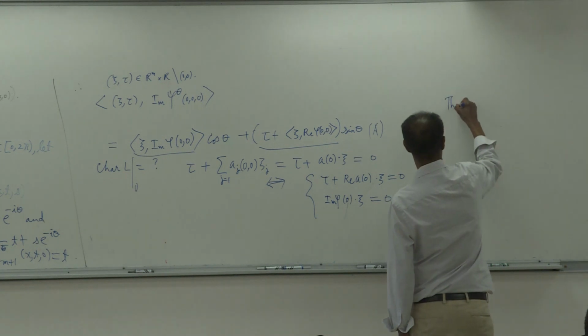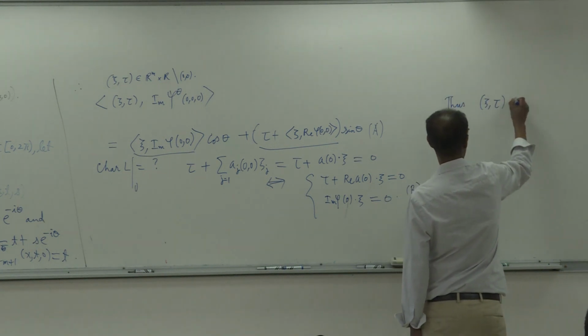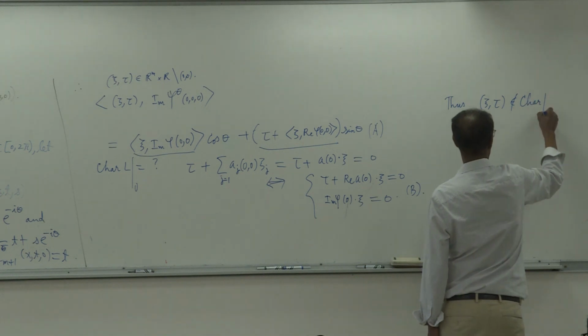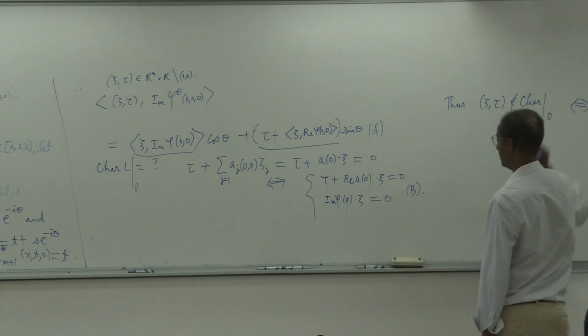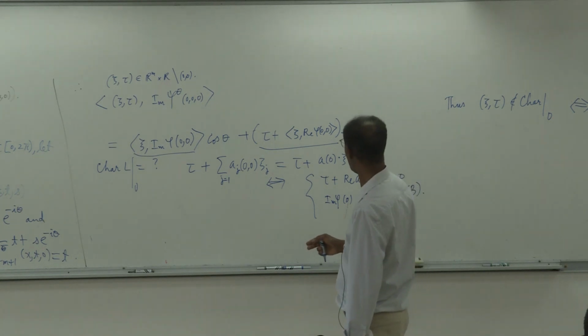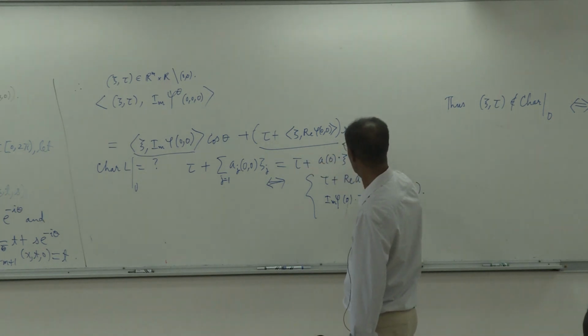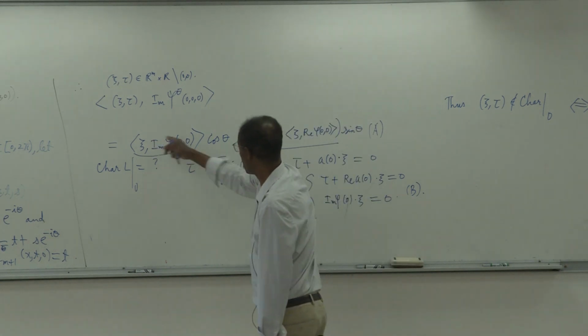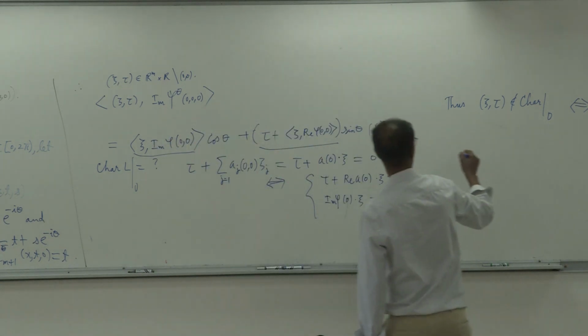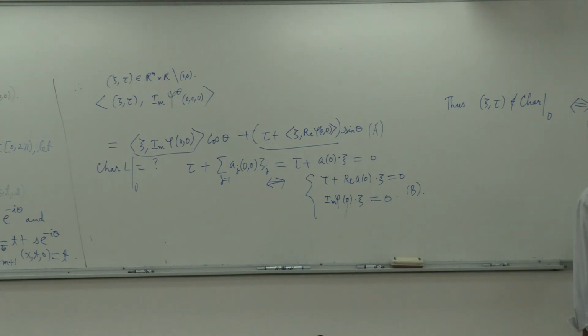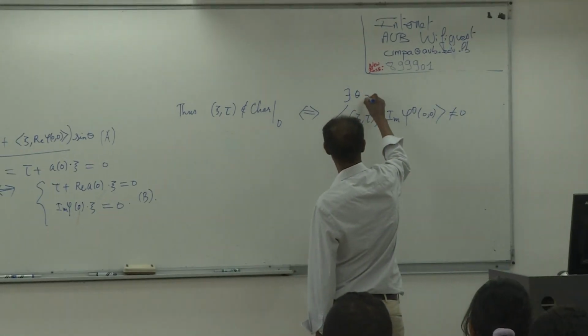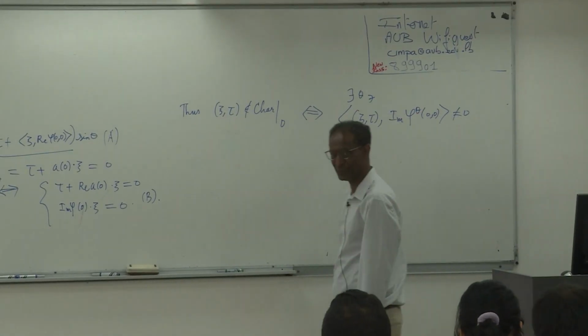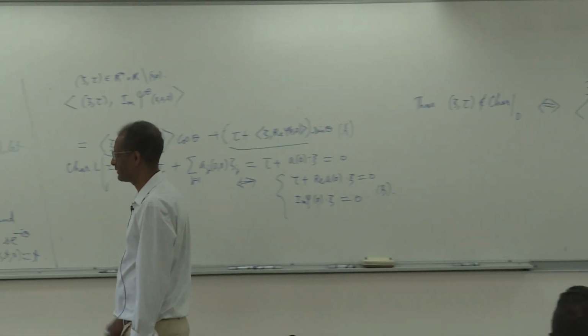So this c tau is not in the characteristic set of L at the origin if and only if this is not 0, which means this is not 0, if and only if c tau, the imaginary phi theta, 0, 0, is not 0 for some theta. So if and only if there exists theta such that this is not 0. Okay? All right. Well, let's look at the lemma.